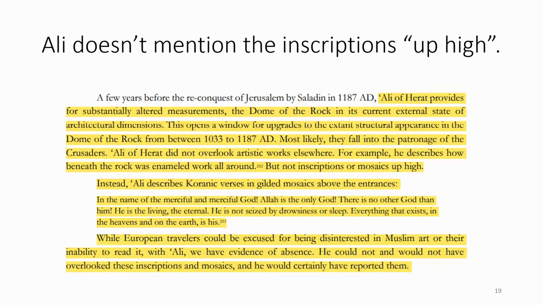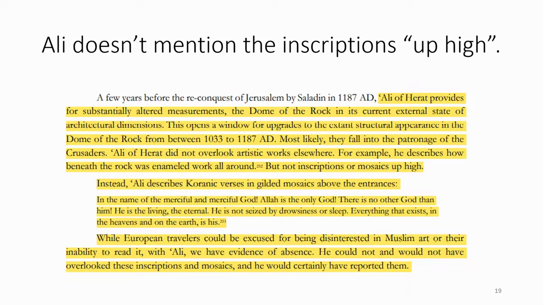Now, Ali doesn't mention the inscriptions up high. A few years before the reconquest of Jerusalem by Saladin, Ali of Herat provides substantially altered measurements of the Dome of the Rock in its current external state of architectural dimensions. This opens a window for upgrades to the extant structural appearance in the Dome of the Rock from between 1033 to 1187 AD. Most likely they fall into the patronage of the Crusaders.